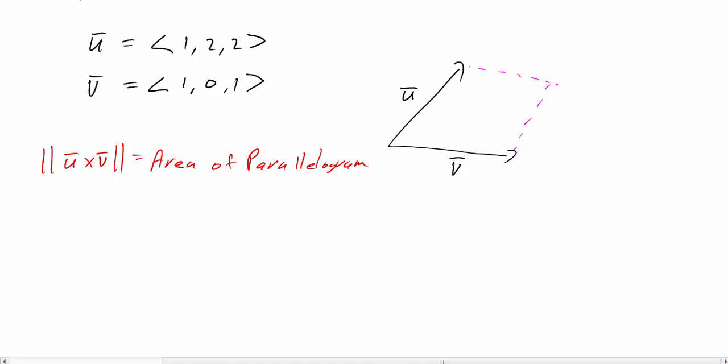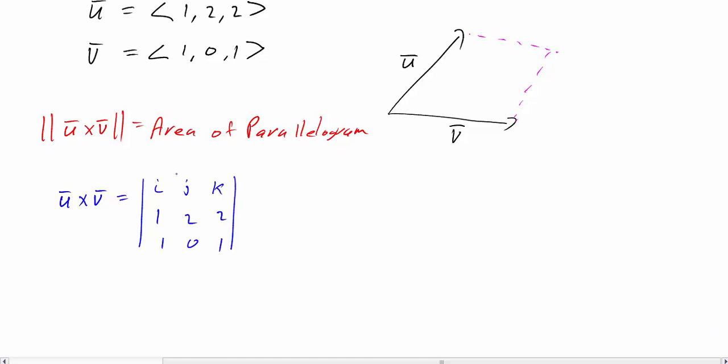So, if these are our two vectors that are given, then first of all, we want to find the cross product of u and v. And once again, we would have our 3 by 3 determinant here. So we would have i, j, and k. And we'd write down the vectors 1, 2, 2, 1, 0, 1. And once again, we go through the process here. We would cross out the row and the column, so we're left with 2, 2, 0, 1.